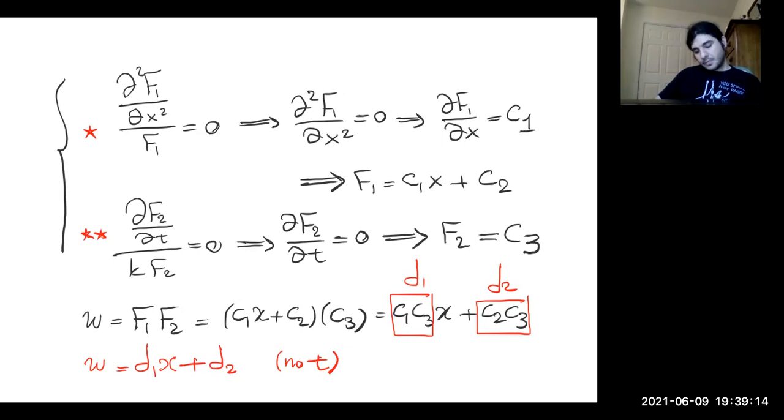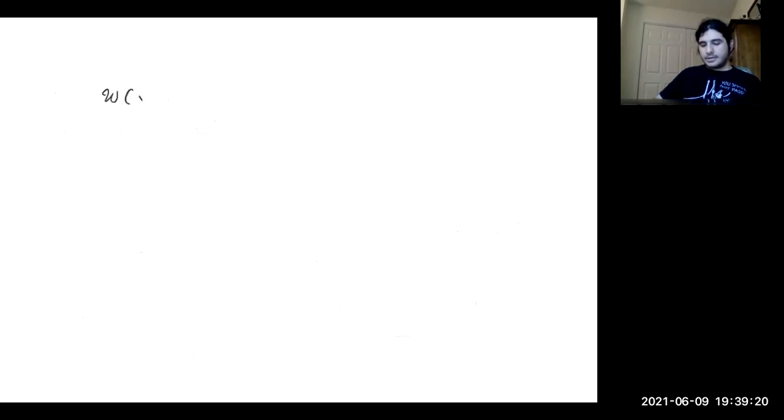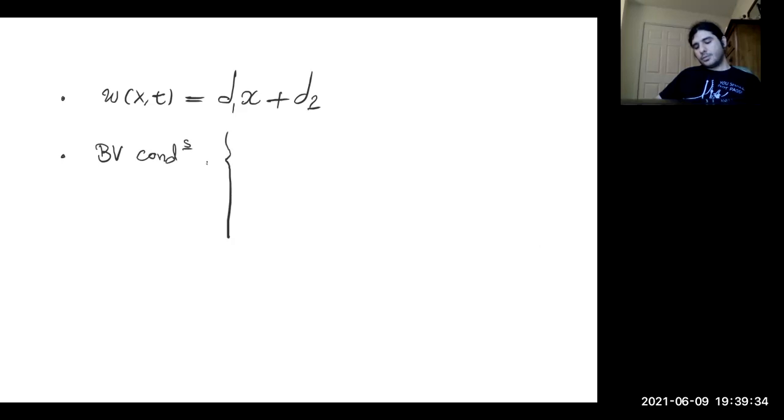Okay. Let's see if it satisfies the boundary value conditions. So w of x and t here is independent of t: d1, a constant, times x, plus d2, another constant. What is our boundary value condition? Well, we have two conditions. One tells us w at 0 and t is equal to 0. The other one tells us w at a and t is equal to 0.